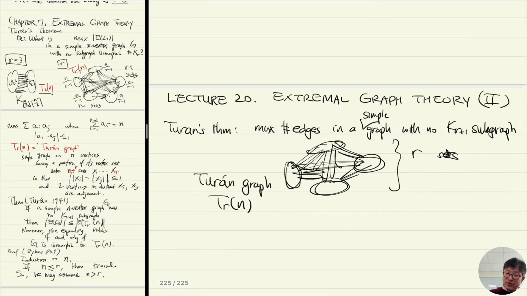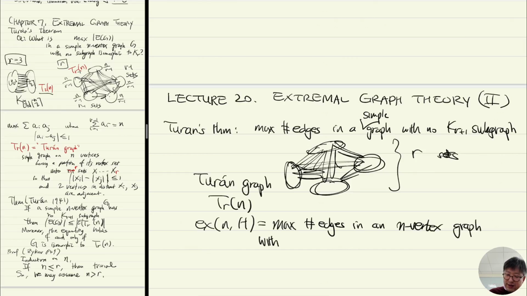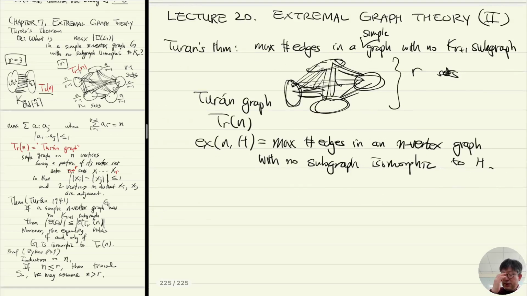So sometimes we write ex(n, K_{r+1}), or let me say more generally, ex(n, H) is the maximum number of edges in an n-vertex graph with no subgraph isomorphic to H. So Turán's theorem is about ex(n, K_{r+1}).